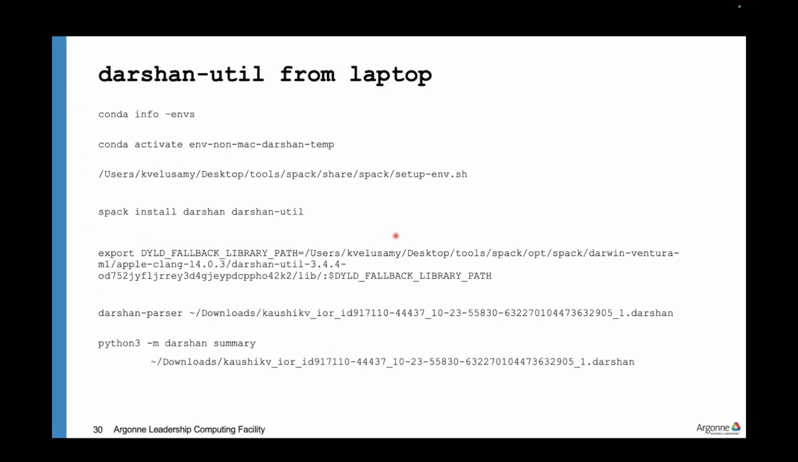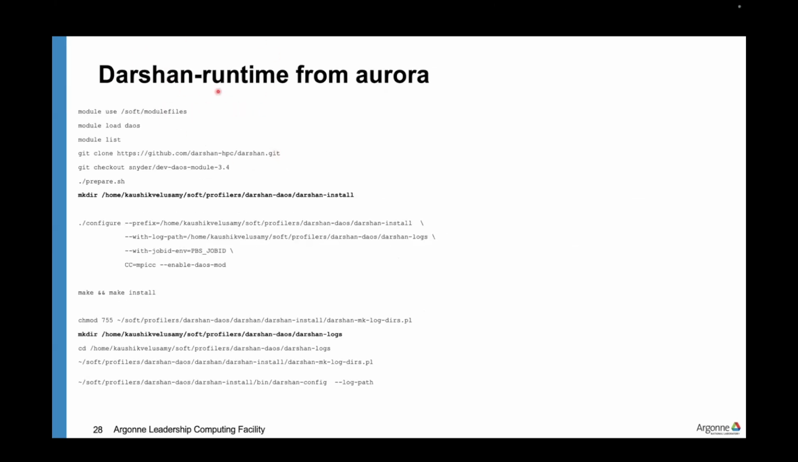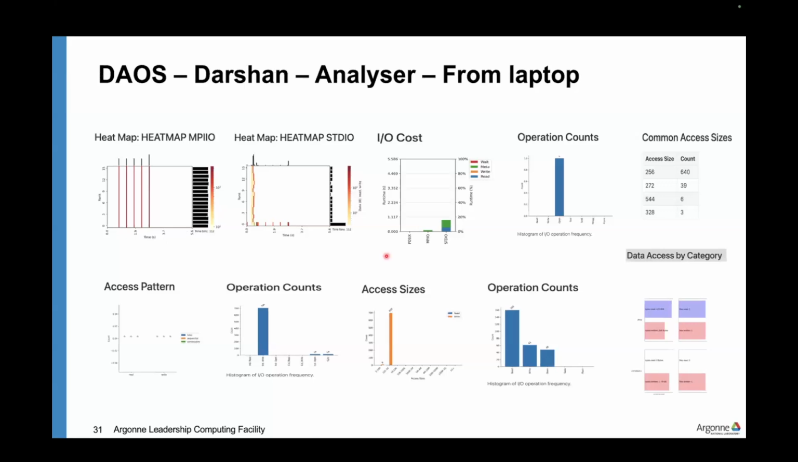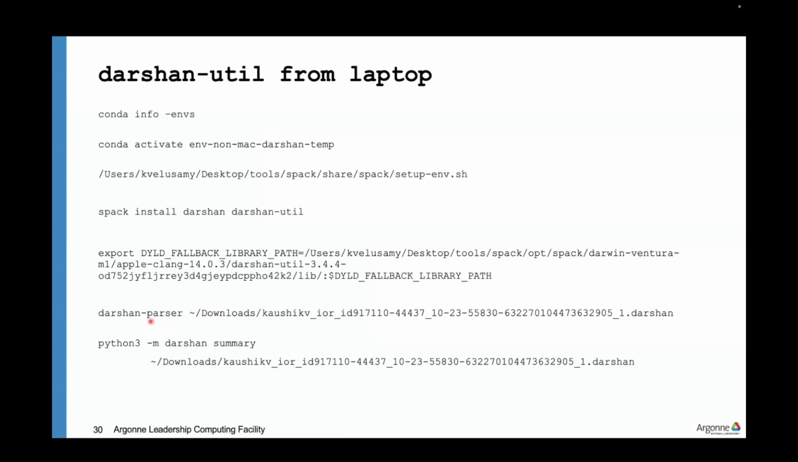So now once you have the .darshan file, you will ship it back to your laptop, and you need to have a darshan util. The one that I previously showed is a darshan runtime tool, and this is a darshan util tool. If you are coming from the Lustre world, you would have seen all these nice plots from Darshan, which we don't have yet for Darshan for DAOS, but I think Shane is currently working on it, and we'll have it in the future. But currently we can use the darshan parser tool and see the Darshan profiler statistics for DAOS.